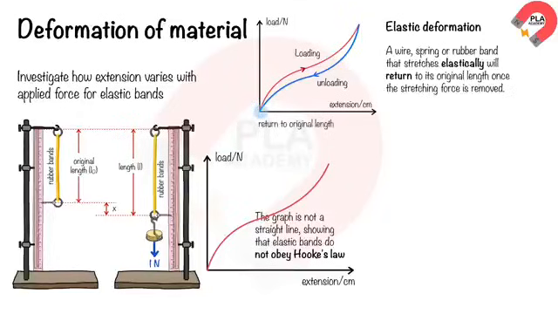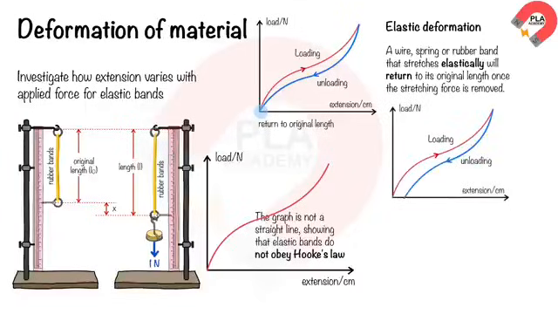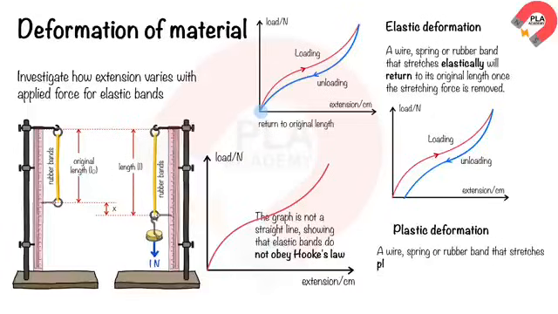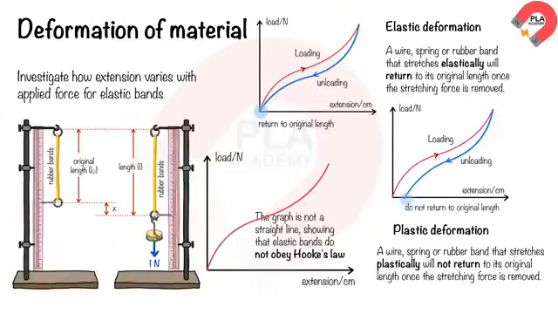If the graph of load against extension of a material when it is loaded and unloaded is as shown, this shows that this material stretches plastically. This is called plastic deformation. This means that a wire, spring or rubber band that stretches plastically will not return to its original length once the stretching force is removed.